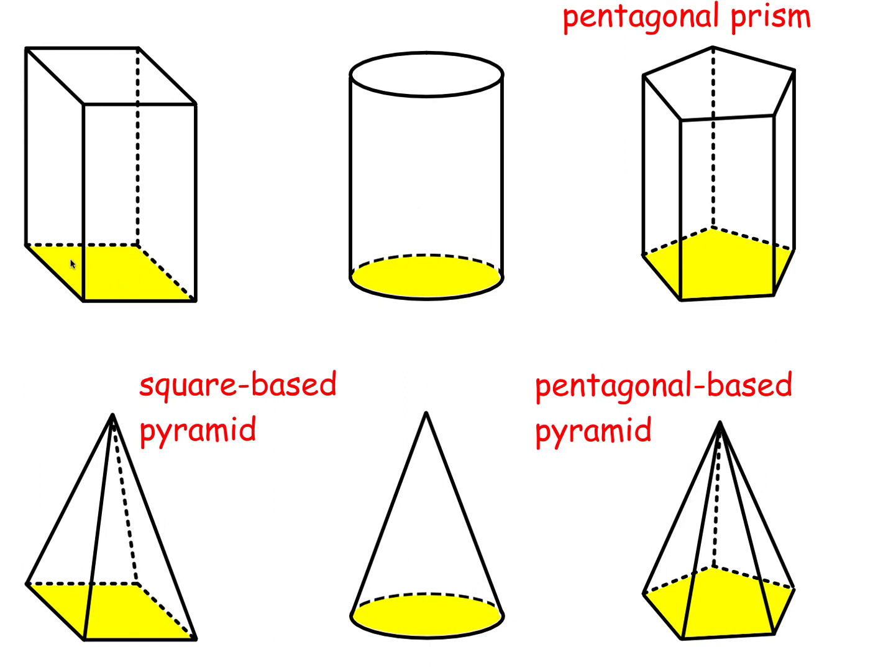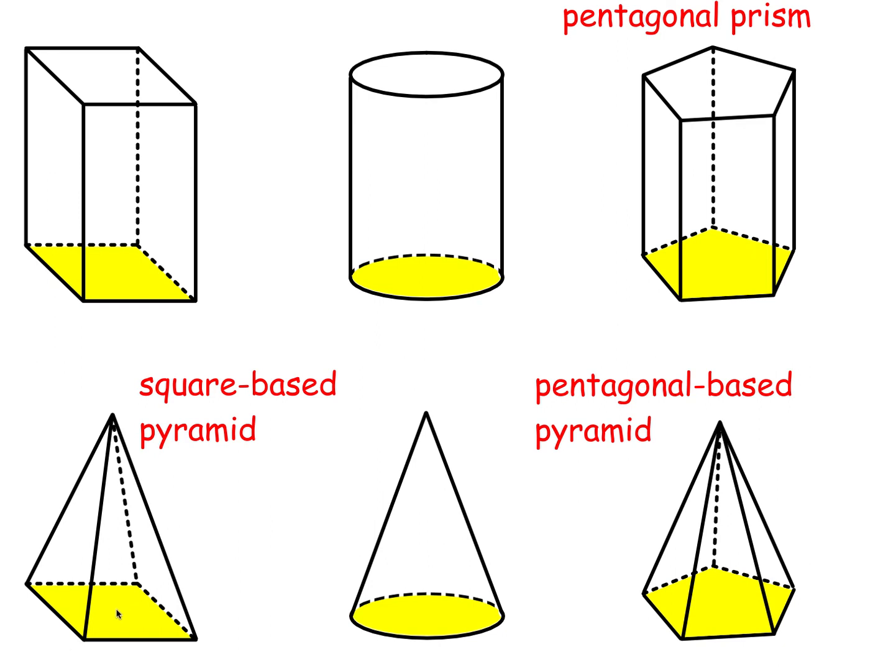Prisms have a shape on the end face that continues all the way through the shape to the other end. Here, a cylinder is a circular prism. This circle continues all the way up the shape to the top. There's a pentagonal prism. The end face is a pentagon. This is a regular pentagon. All the sides of the pentagon are equal.